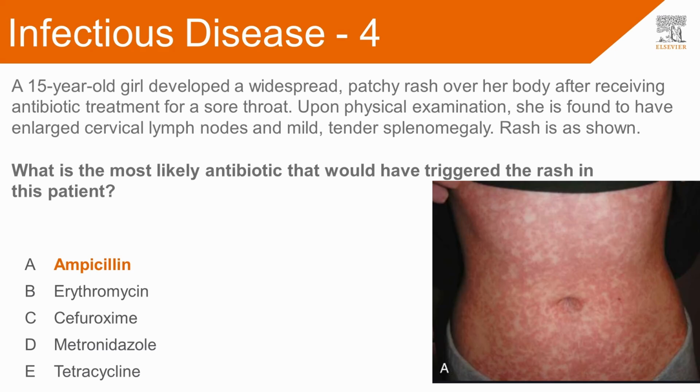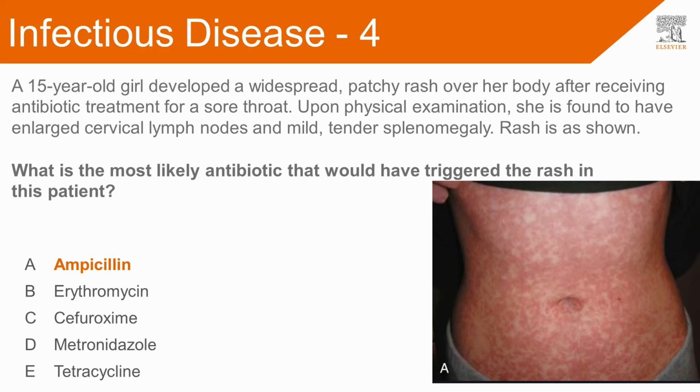Could it be something like acute HIV infection? Certainly during the acute phase, you may get a mononucleosis-like illness, fevers, pharyngitis, lymphadenopathy, and a maculopapular rash, but there's nothing in the vignette to suggest that this child has HIV risk factors.